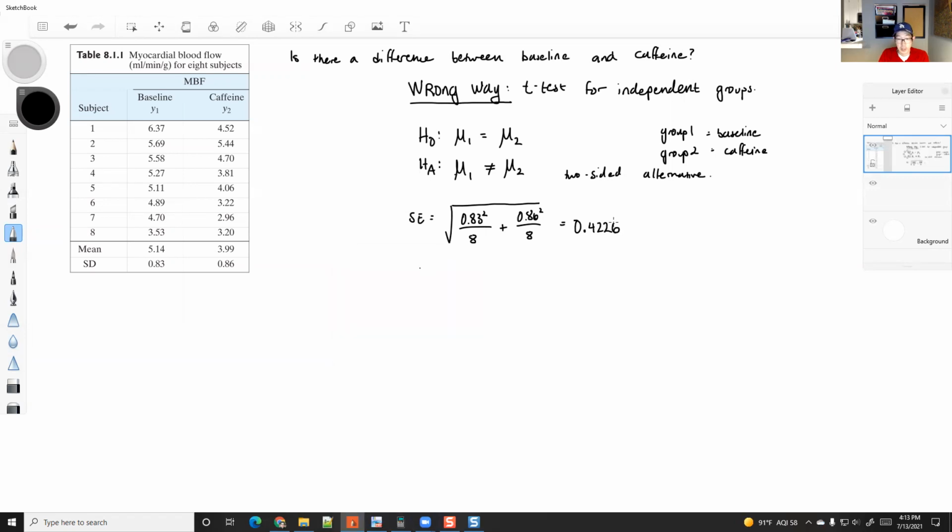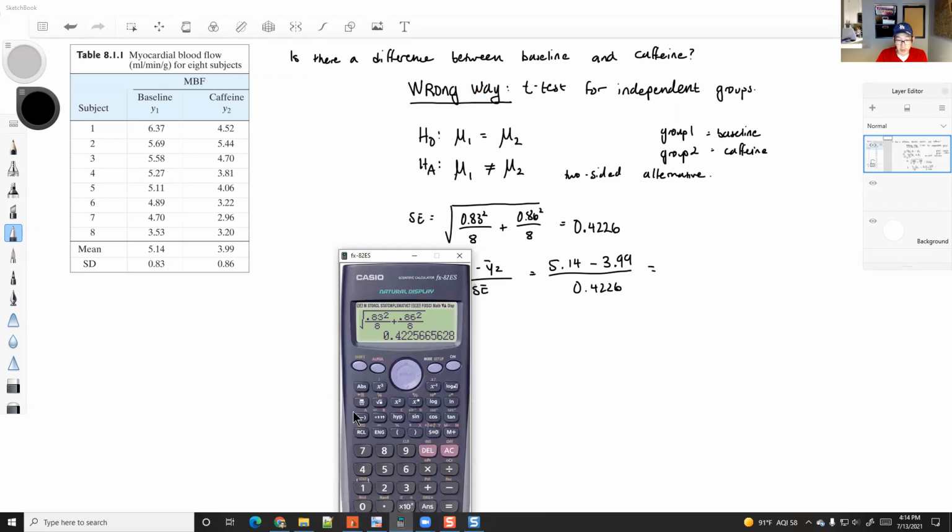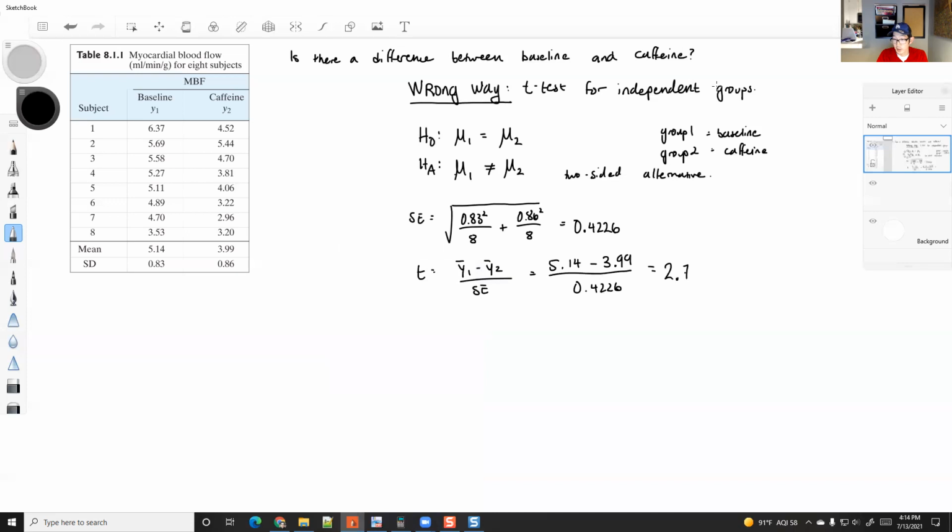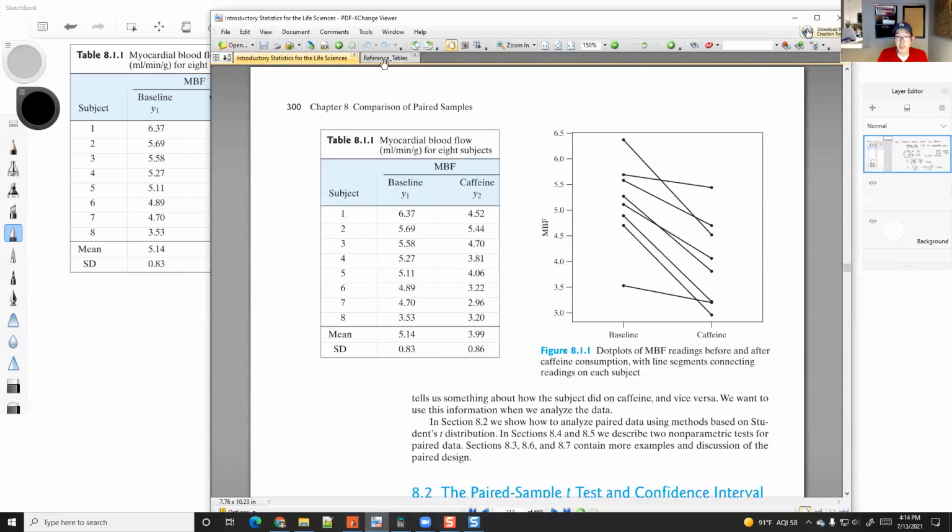We get 0.4226, okay? And our test statistic would be y bar 1 minus y bar 2 over our standard error. So we might get a significant value here, but let's just check it out. I'm going to do 5.4 minus 3.99 divided by our last answer. I get 2.721. And then I'll go to my reference tables.